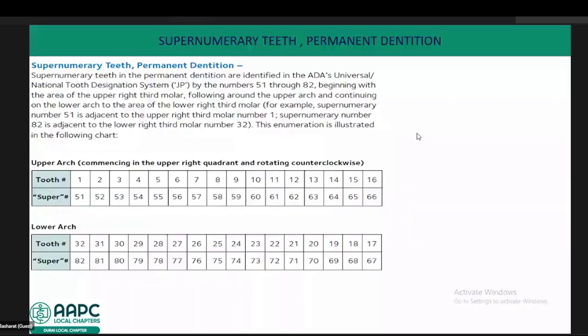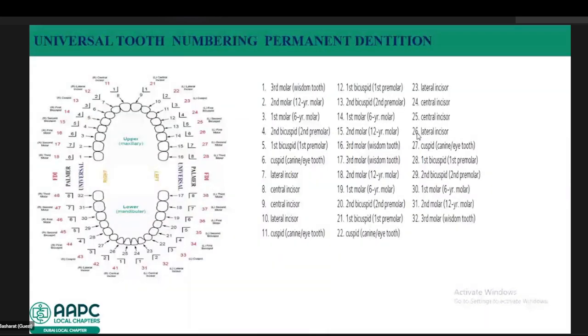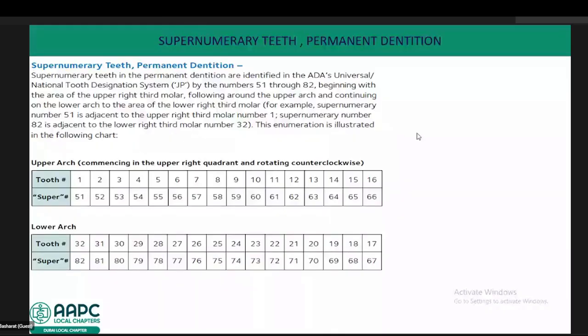These are supernumerary teeth. As I said, for pediatric we have A to T, and for adult we have 1 to 32. Sometimes some patients have extra teeth, and in that case you have to assign a tooth number for the supernumerary tooth.